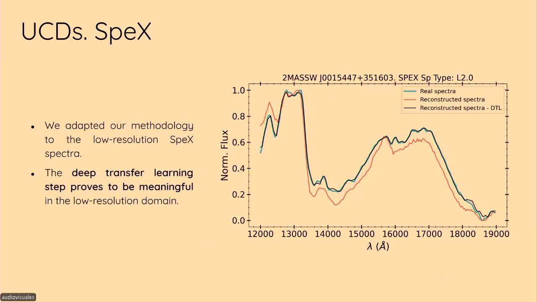And the second thing that we wanted to test and that we saw is that the deep transfer learning step also proves to be meaningful in this low resolution domain. Here you can see a plot similar to the one I showed before. In blue, you can see a real low resolution spectrum for an L2 dwarf. In red, you can see the reconstruction before the deep transfer learning, and in black, you can see the reconstruction after this transference of knowledge. So you can see how it proves to be meaningful. You can see how the reconstruction after this transference of knowledge is way better.